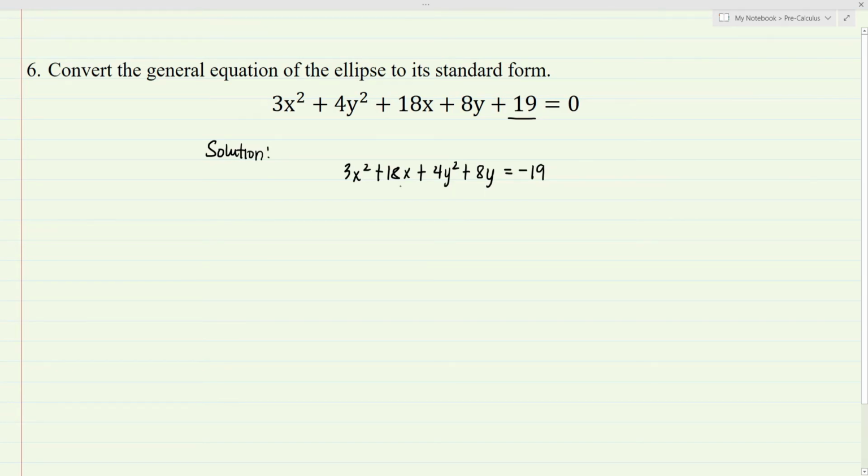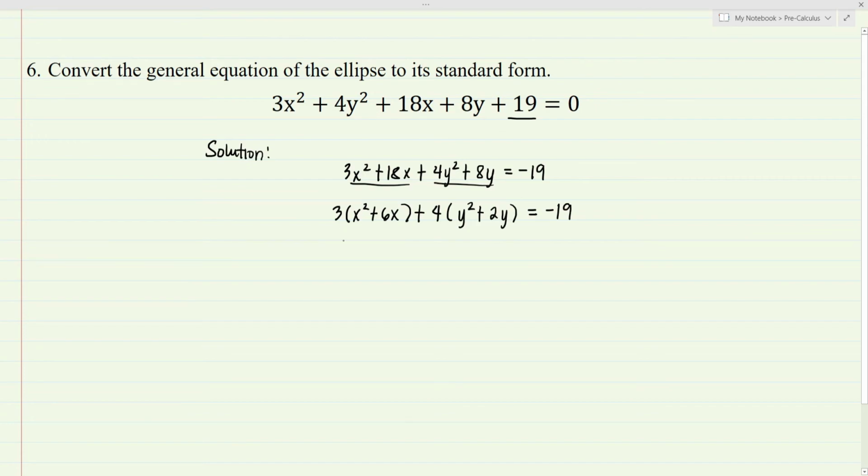Next is to factor out the coefficients of x squared and y squared. So for the first quadratic equation, I would have to factor out 3. Then I will have here x squared plus 6x. As for the second quadratic equation, I need to factor out 4. So I will have here y squared plus 2y. Then copy the right side of the equation.